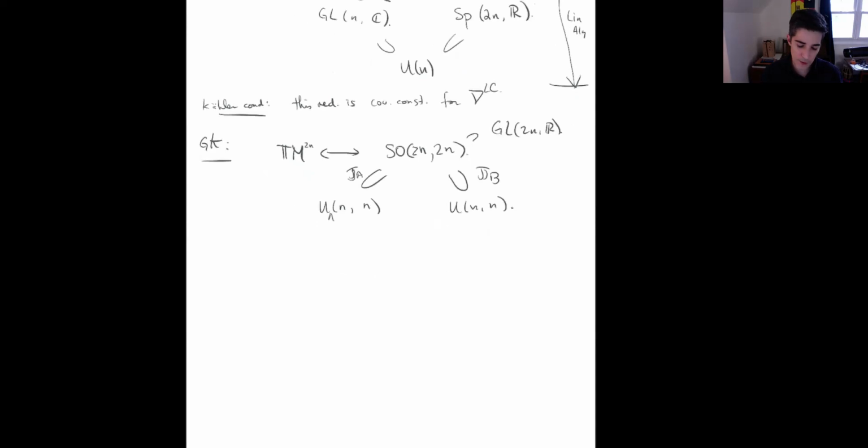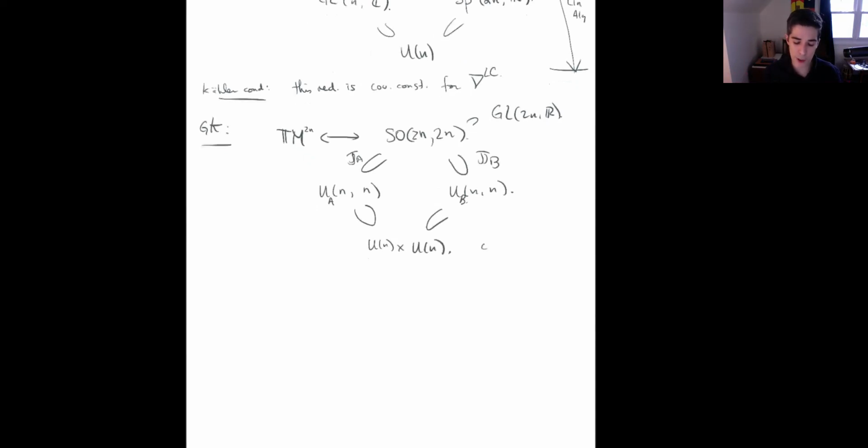So you could call this the A unitary subgroup and the B unitary subgroup. They will not be the same unitary subgroup. Symmetries of J_A will not be symmetries of J_B. But if we require them to commute, then we're going to go to the common intersection of these, which is U(n) cross U(n). And then we've got a maximal compact subgroup of all the groups.